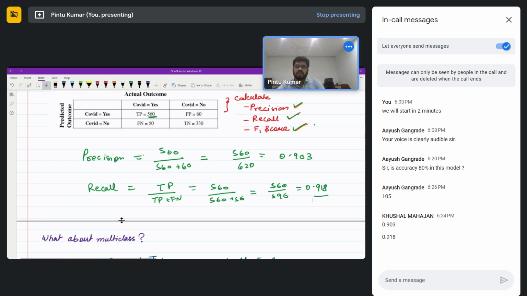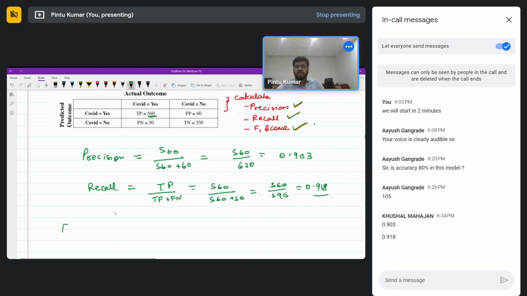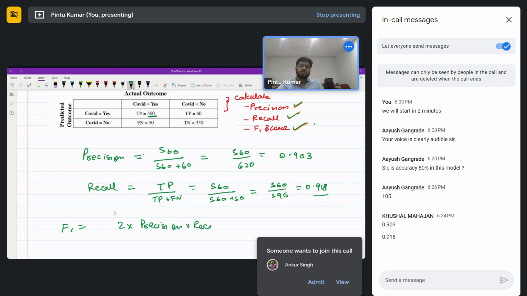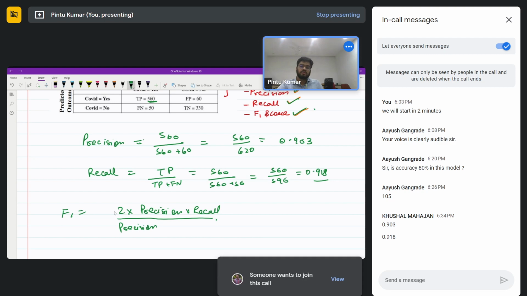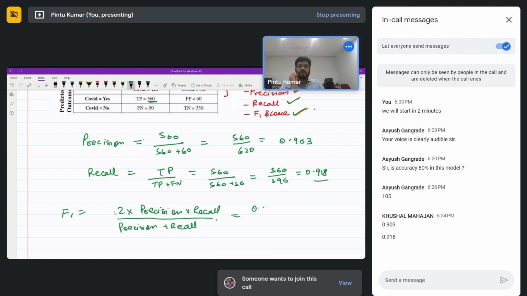The next thing that is left is your F1 score. F1 score is 2 times precision into recall, divided by precision plus recall. Can someone again calculate this for me? You can use the calculator. That's fine. Into 2, divided by 0.903 plus 0.918.